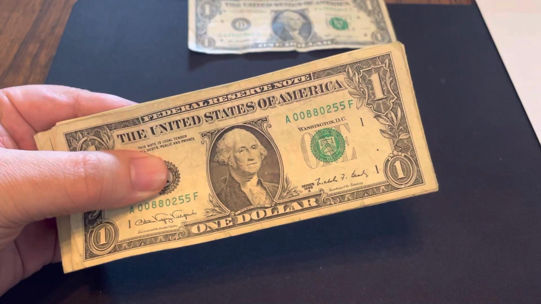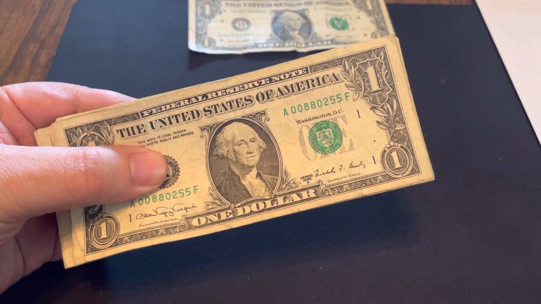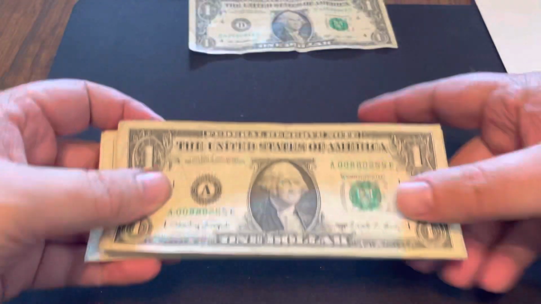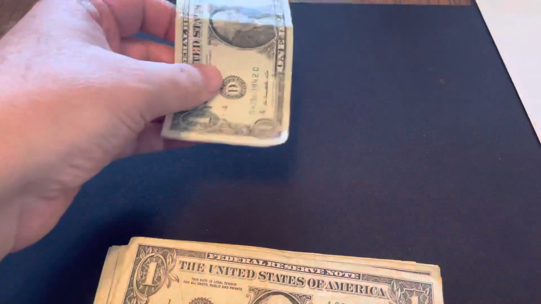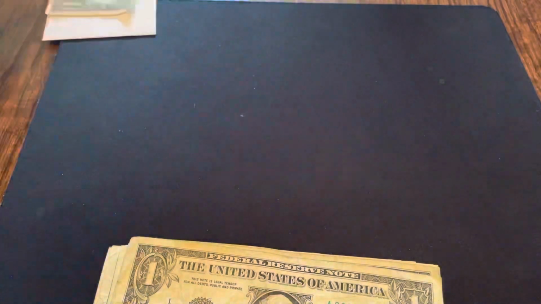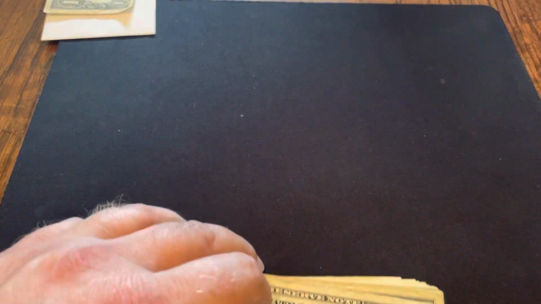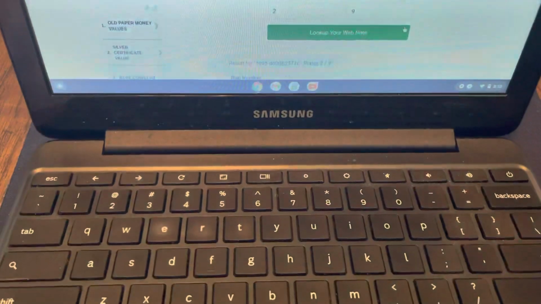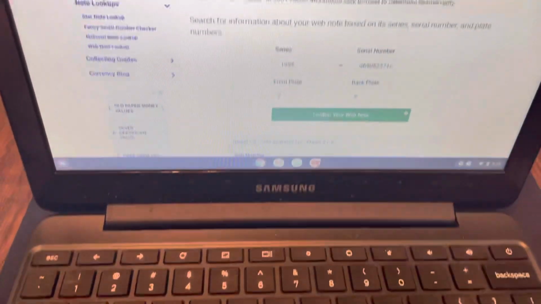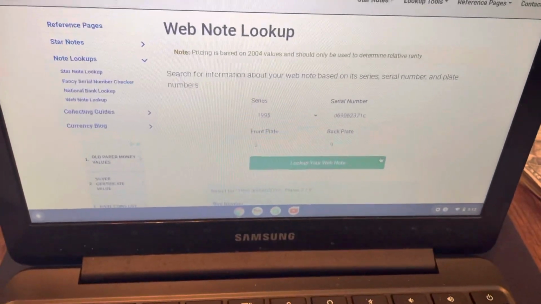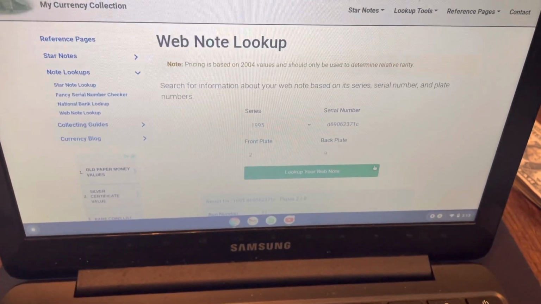And the only other thing I have to do is tell you how to find those. The way to do that is with my number one hint on web notes. Most of you are familiar with this site when it comes to looking up star notes. What site am I talking about? That would be mycurrencycollection.com. However, mycurrencycollection.com also has a web note lookup, and it works very similar.